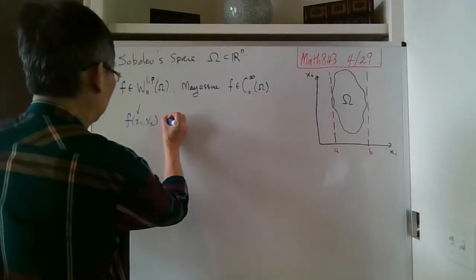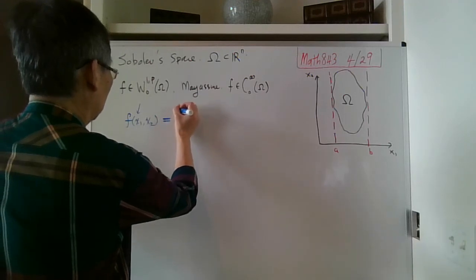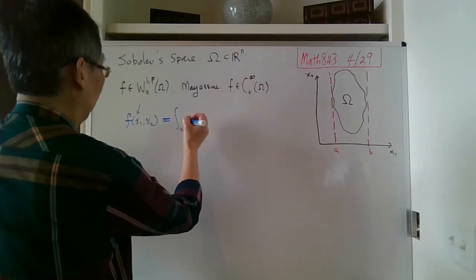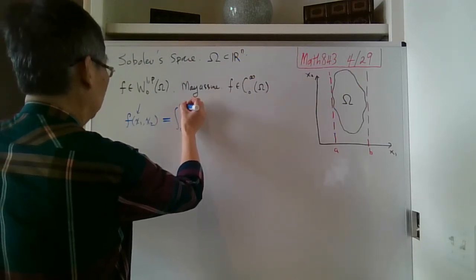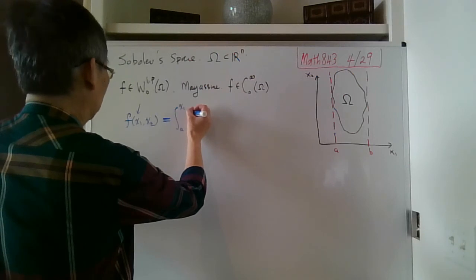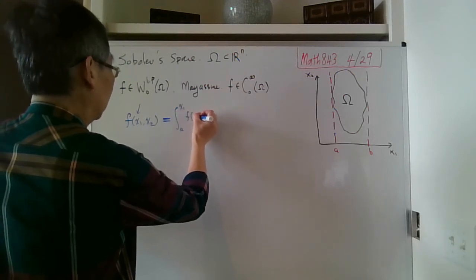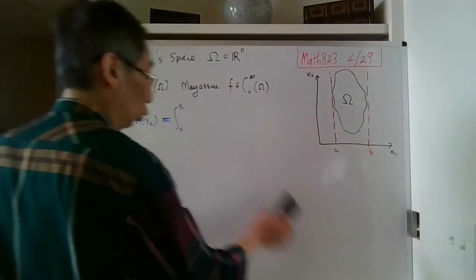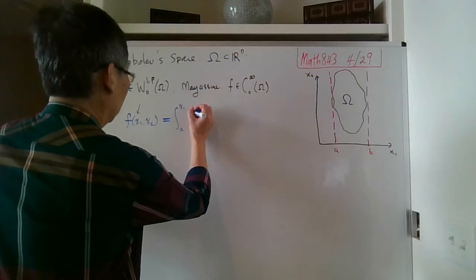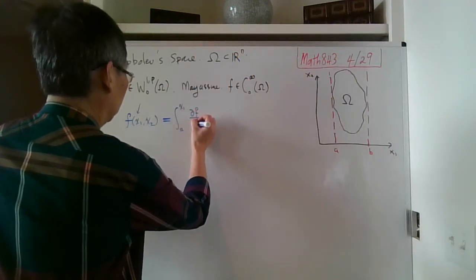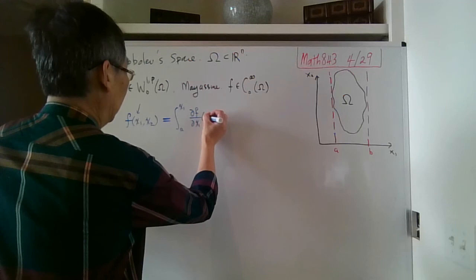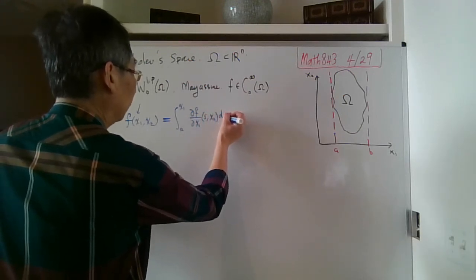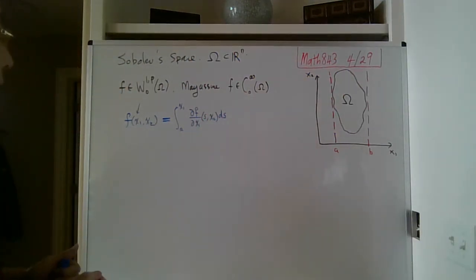So this function can be written, again using the fundamental theorem of calculus, as an integral from a to x1 of f, and now you're using the partial derivative here. So you can use ∂f/∂x1 at (s, x2). So you integrate the first partial derivative from a to x1.